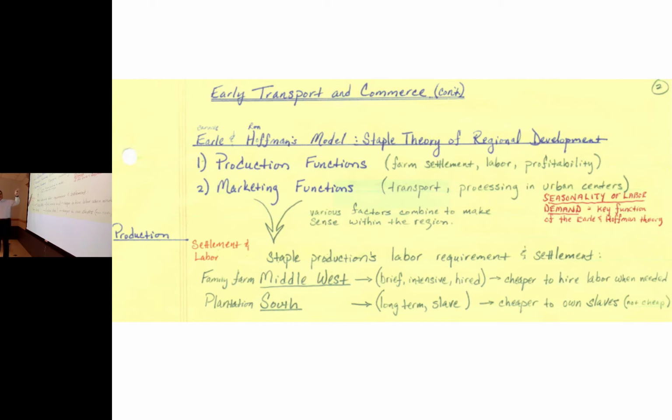This is the staple theory of regional development. Staple theory refers to the dependence on the production of a particular commodity, usually an agricultural commodity. Okay, so what is exactly an agricultural commodity? What's the difference between a resource and a commodity?